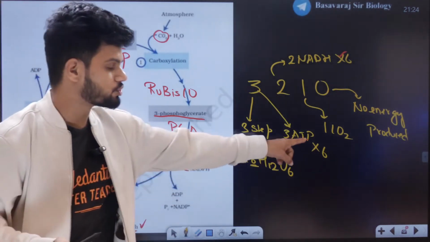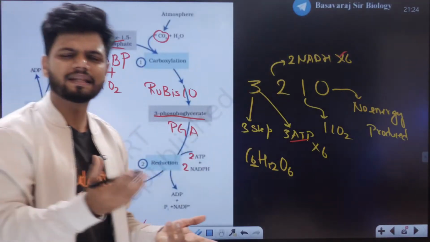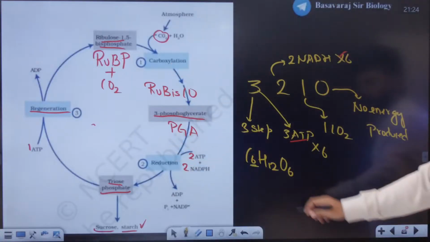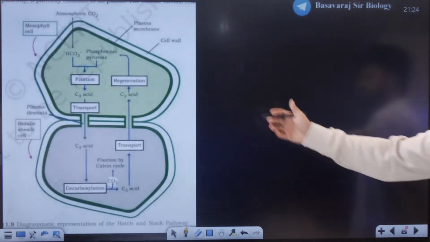So into 6 you should do. 18 ATP, 12 NADH. So very simple. Because this entire thing is for 1 CO2. But for glucose, 6 times we should turn it. 6 times. Next is C4 cycle.